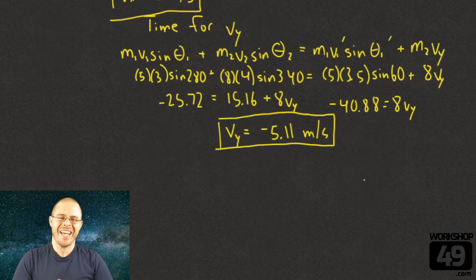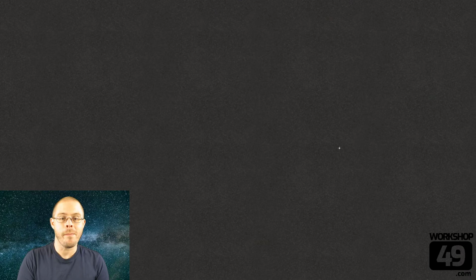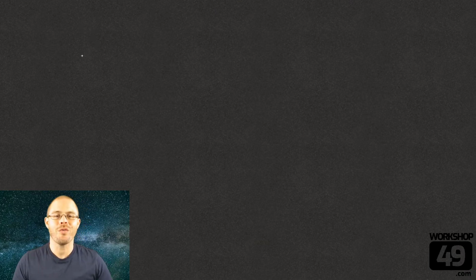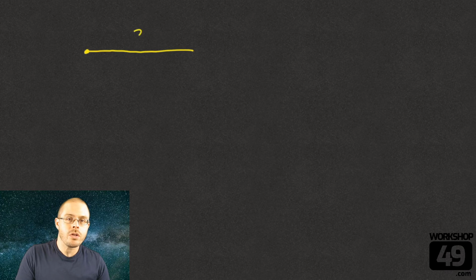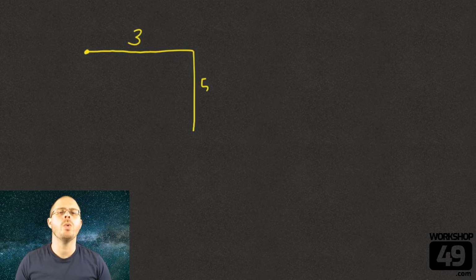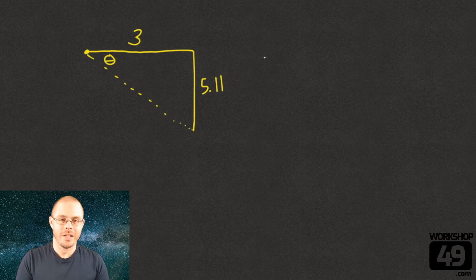You know what's coming next. It's vector time. Let's draw ourselves a triangle. So we're going to move this up, and I like to put a little dot where I know I'm starting my triangle. We move to the right first. That's our 3 meters per second to the right. We move down next. That's our 5.11 meters per second. And that nice little hypotenuse, that's going to be our final answer. That theta, we're going to need that later to tell our direction.